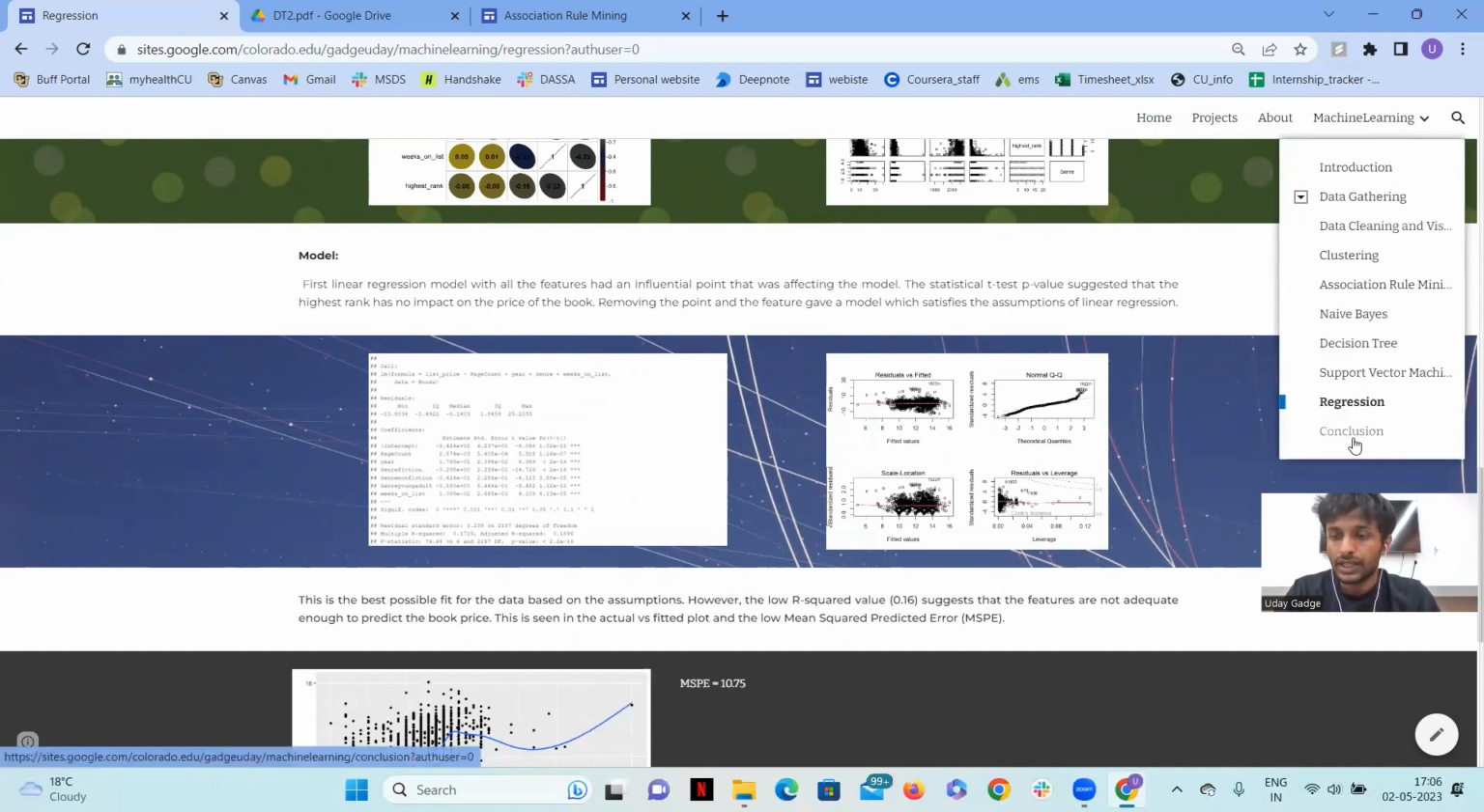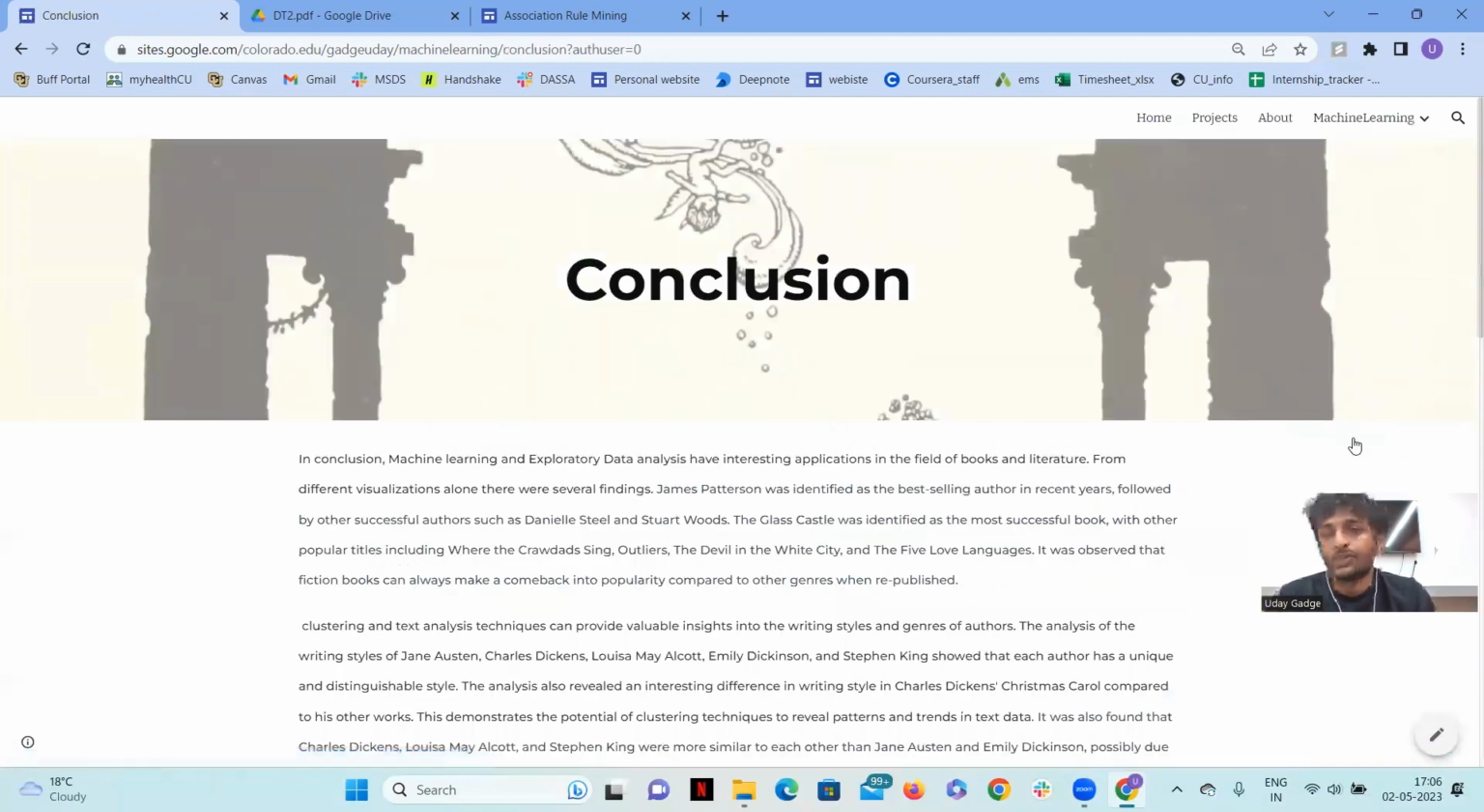And to conclude, machine learning and data science have a wide range of applications in the field of books and literature. You can do both unsupervised learning, like clustering and association rule mining, to find patterns and trends in literature. And you can also use supervised learning, which is prediction-based modeling, like to separate fiction, nonfiction, and advice, like I did, to build interesting models that can predict even more things.